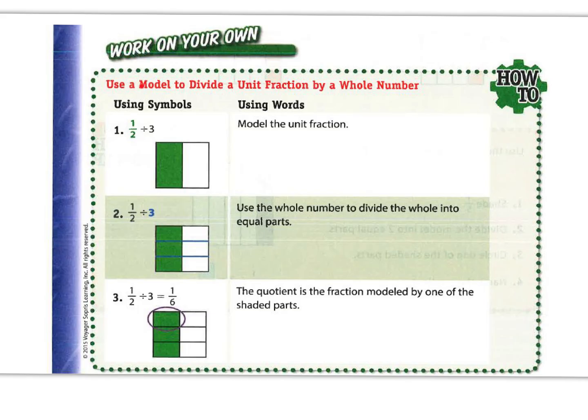Okay, this says use a model to divide a unit fraction by a whole number. So using symbols, 1/2 divided by 3. We're going to model the unit fraction. Here's the fraction, 1/2. Then it says use the whole parts to divide the whole into equal parts. So we made it into 3 equal sections. So 1, 2, 3. The quotient is the fraction modeled by one of the shaded parts. Quotient, remember, means the answer to a division problem. So 1/2 divided by 3, the quotient is 1/6. Because we circle one of those, put a 1 for the numerator, and then we count how many pieces? 1, 2, 3, 4, 5, 6.